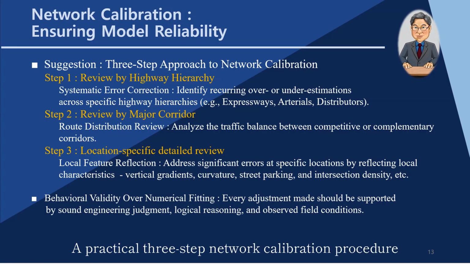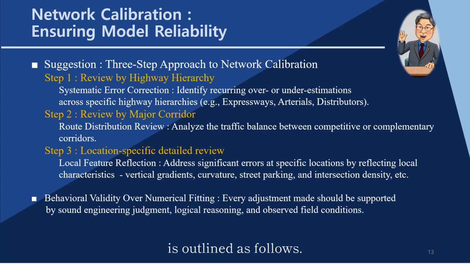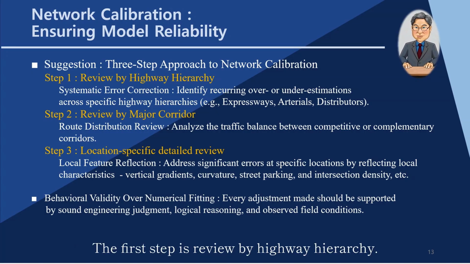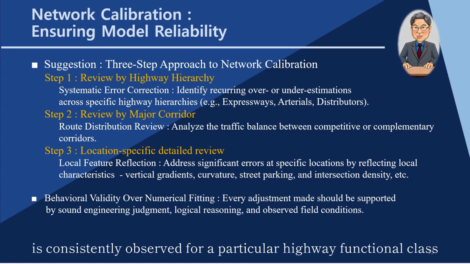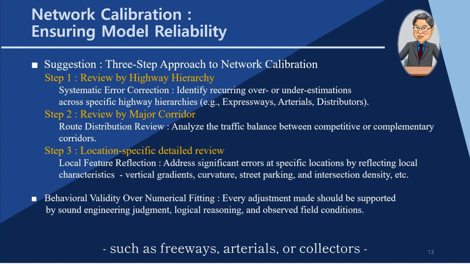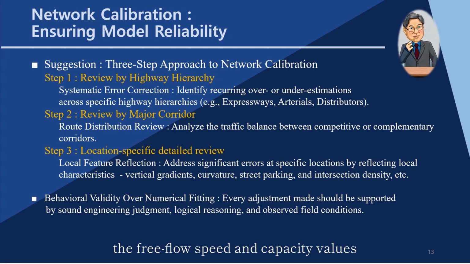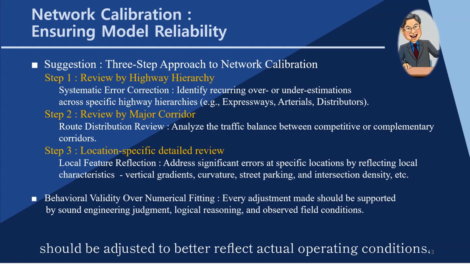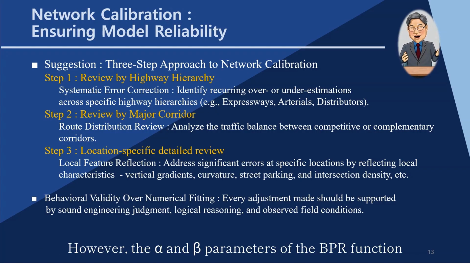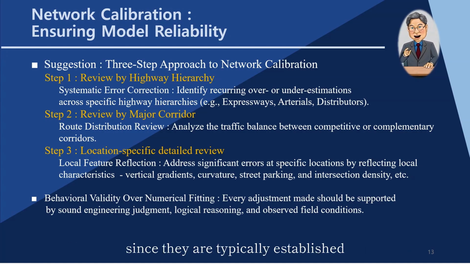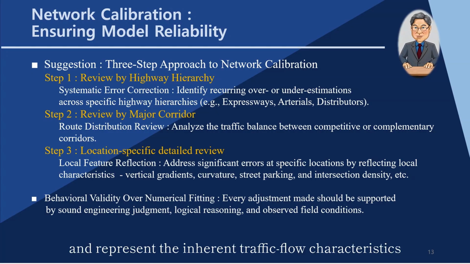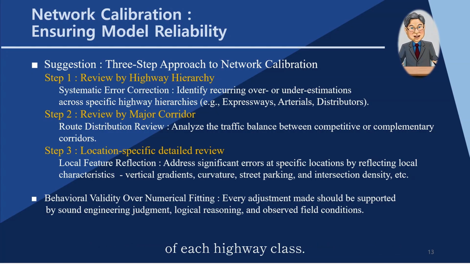A practical three-step network calibration procedure is outlined as follows. The first step is review by highway hierarchy. When systematic overestimation or underestimation is consistently observed for a particular highway functional class, such as freeways, arterials, or collectors, the free flow speed and capacity values assigned to that highway class should be adjusted to better reflect actual operating conditions. However, the alpha and beta parameters of the BPR function should generally remain unchanged, since they are typically established through previous empirical studies and represent the inherent traffic flow characteristics of each highway class.